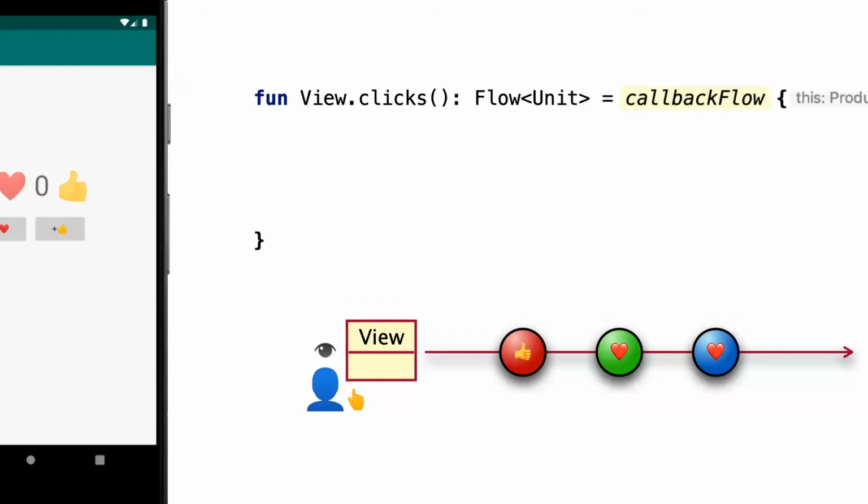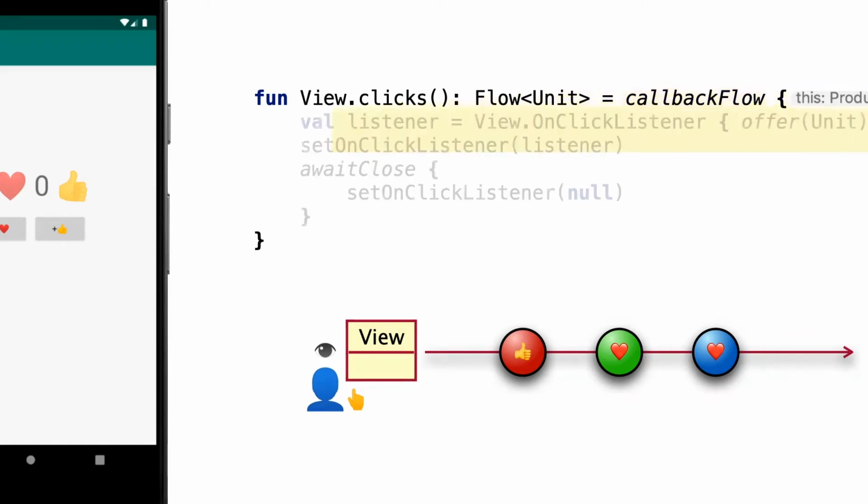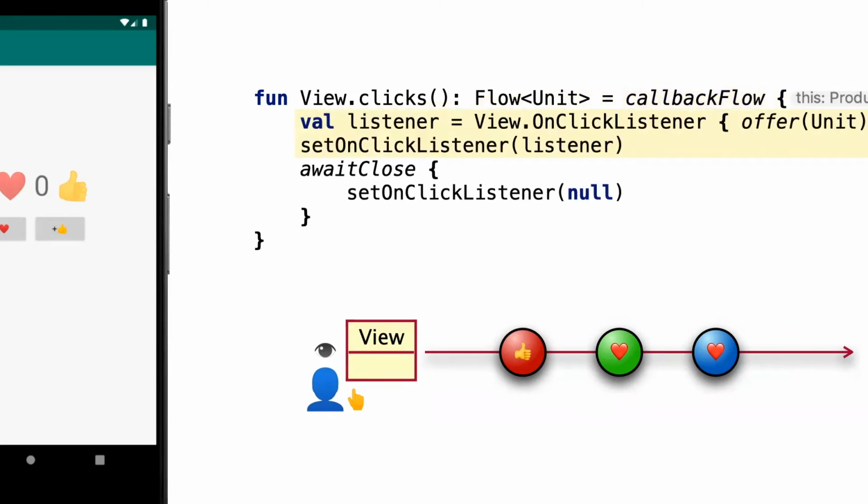All right, so we can create a flow that is going to bridge the callback world with our streamable reactive world using the callback flow function that Kotlin provides us with. So callback flow itself, the block of code that we will provide it, will get access to a producer scope. Now, from within the block, what we'll first do is create a view on click listener. This is the typical function that we pass to Android to handle a click.